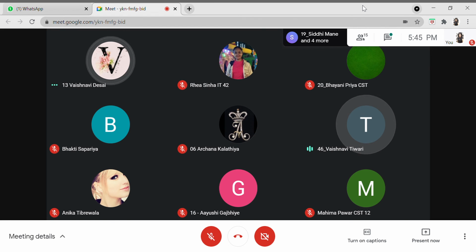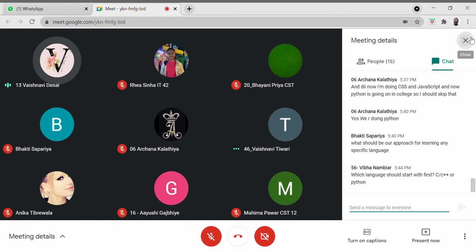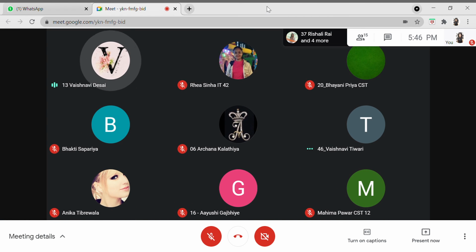Yeah, so there's a question, which language should we start first? C, C++, or Python? Definitely C. This is my understanding or my belief that C is a language which should be learned before any other language. C is one of the basic languages, and if you understand C, it'll hardly take you a week or two to understand Python. So first do C.